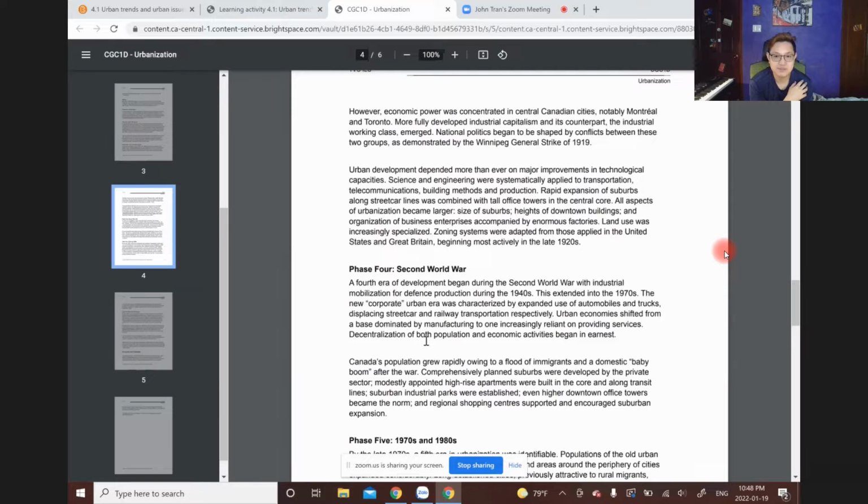Can you just read it? Yeah. This extended into the 1970s. The new corporate urban era was characterized by expanding use of automobiles and trucks, displacing streetcar and railway transportation respectively. Urban economy shifted from a base dominated by manufacturing to one increasingly reliant on providing services.